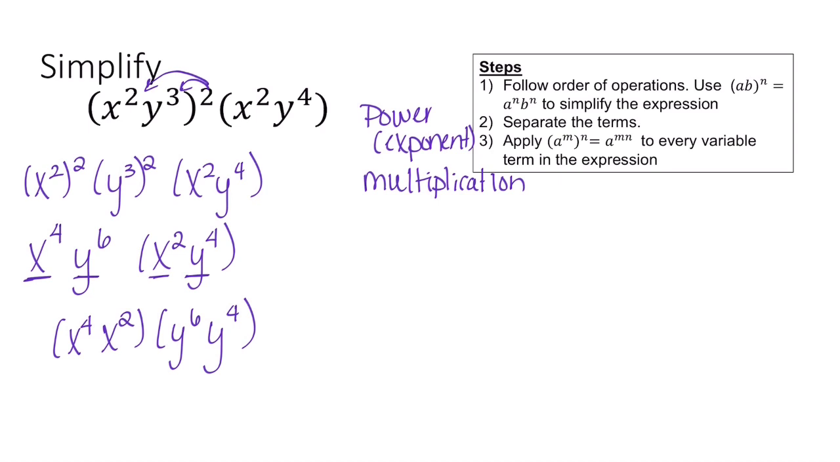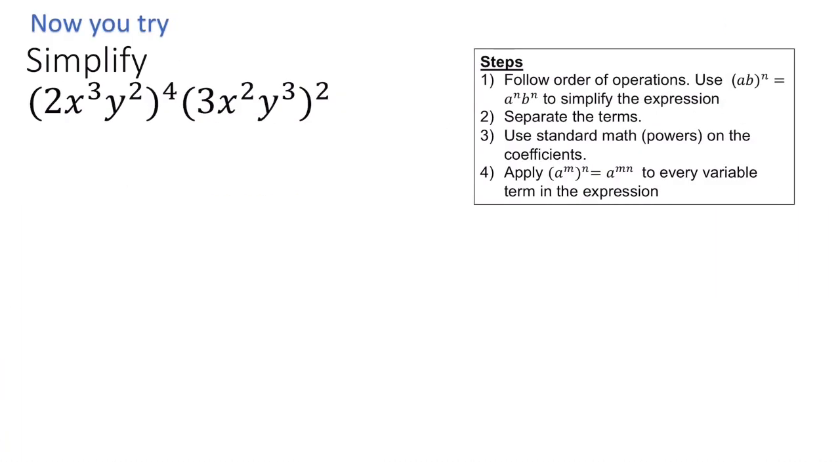So now when I multiply, I'm going to be adding the exponents together. You want to be careful when you're using more than one type of operation. Remember, you have different exponent rules. So when I multiply, I add. So I have x to the 4 plus 2, which is x to the 6th. And then I have y to the 6 plus 4, which is y to the 10th. And that is now my final answer. So you can go ahead and pause the video and try this example on your own.